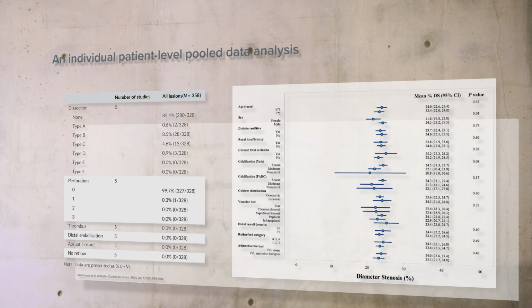Finally, what we see in this analysis is that across all vascular beds, we have a very low risk for dissections and very low risk for procedural complications like thrombotic occlusions, distal embolizations, and recoil.